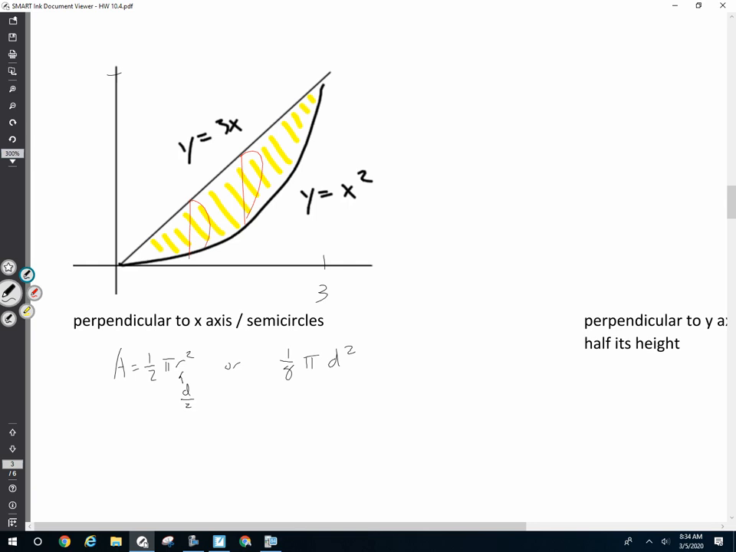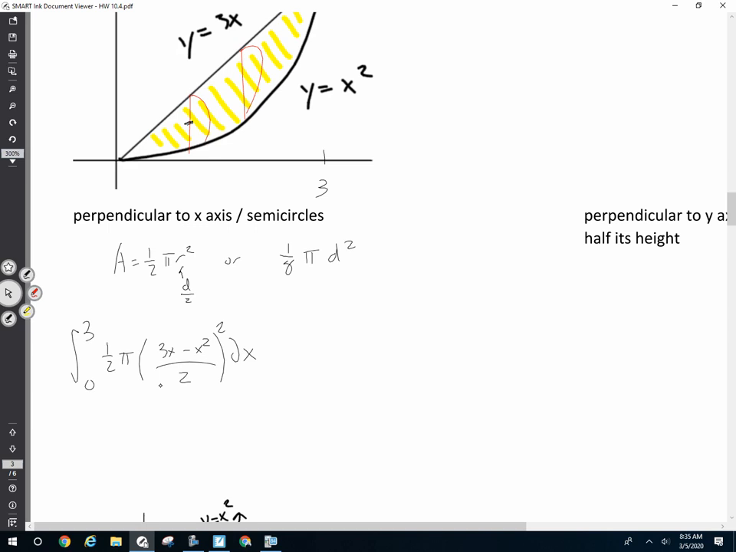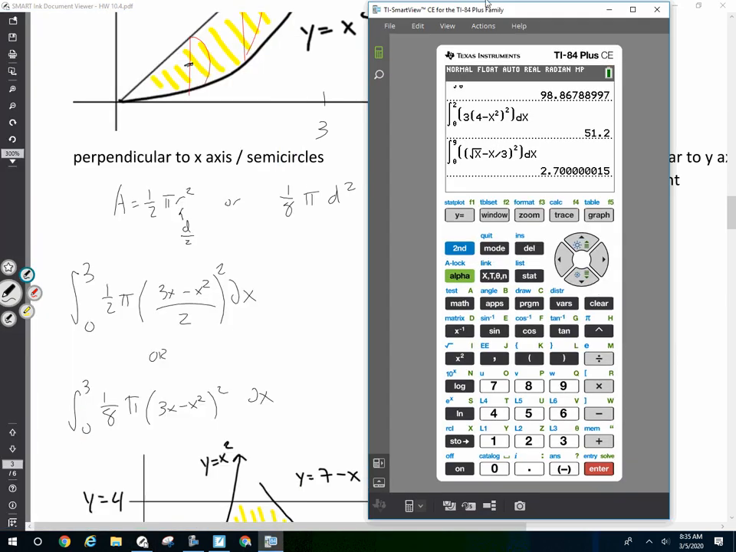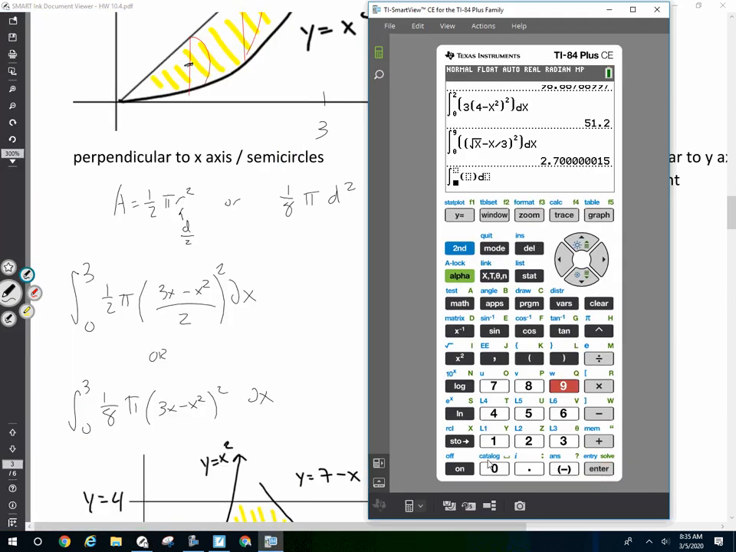So again, this is 3, this is 9. I will go and sum these up from 0 to 3. It's a left to a right. It's going to have a very skinny width to make it a volume. 1/2 pi r squared. The r is half of the d, half of the 3x minus x squared. I find that students struggle plugging all this into their calculator. I do think that the other method, the 1/8, is actually easier to plug into your calculator. So I might recommend you use this, just because it's easy to type in.